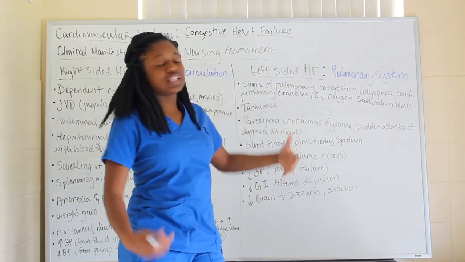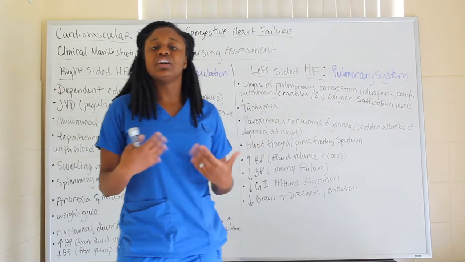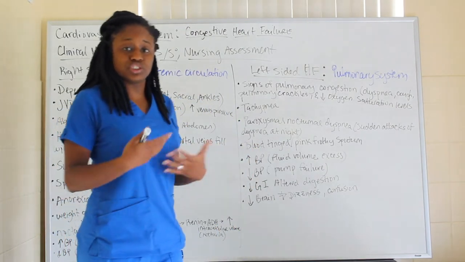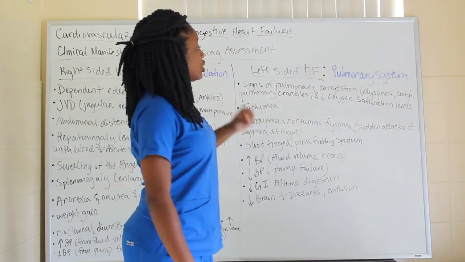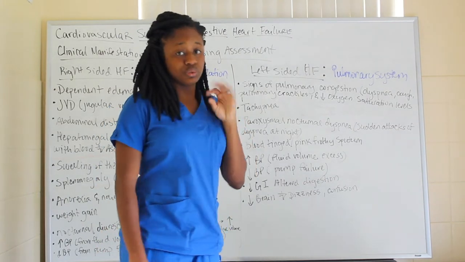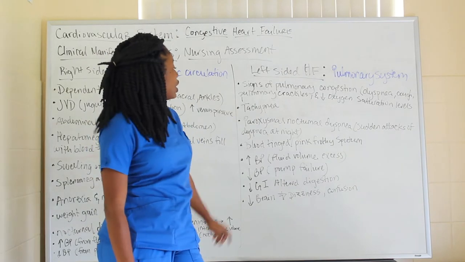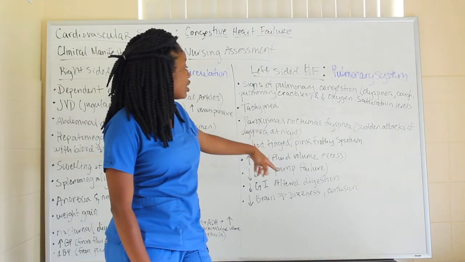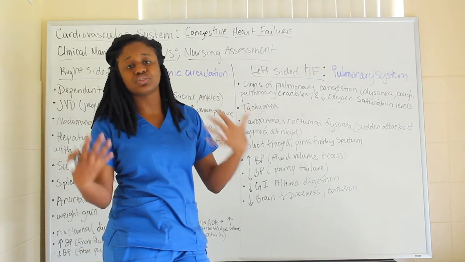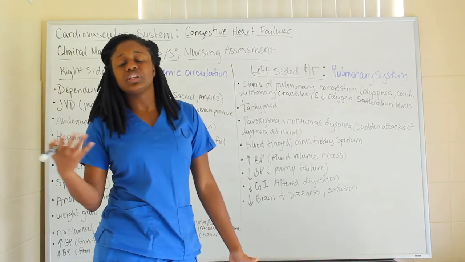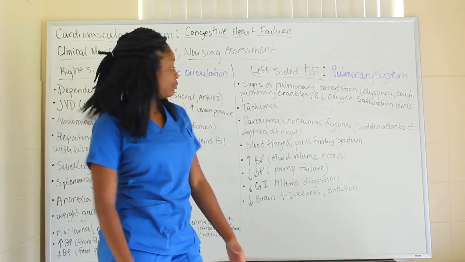Then you have your tachypnea, which is breathing a lot faster than you normally would, right? Because you're trying to get more air in, you're trying to get more exchanges going, okay? And you want to kind of blow off that CO2 that your body's been collecting. Also, you have your paroxysmal nocturnal dyspnea, which pretty much means sudden attacks that happen during the night, all right? So difficulty breathing at night.